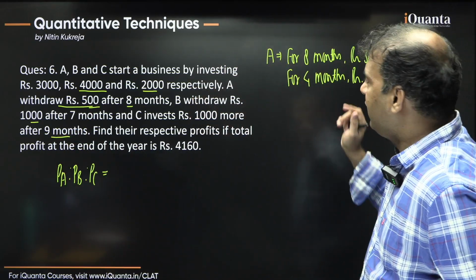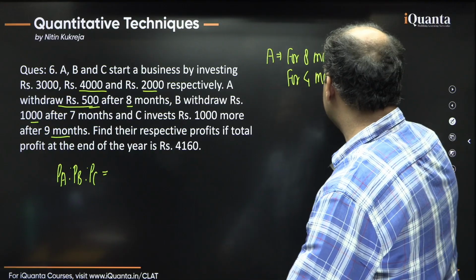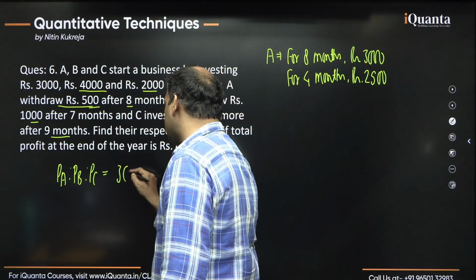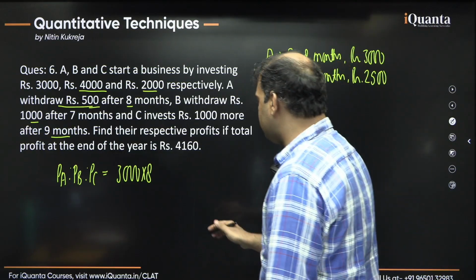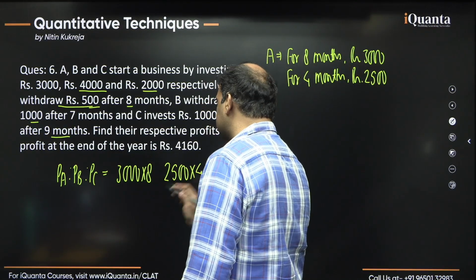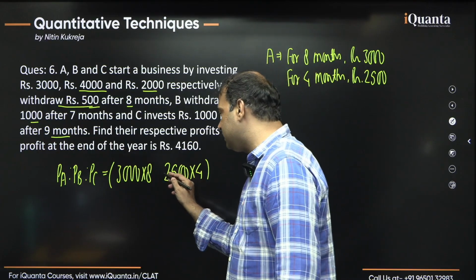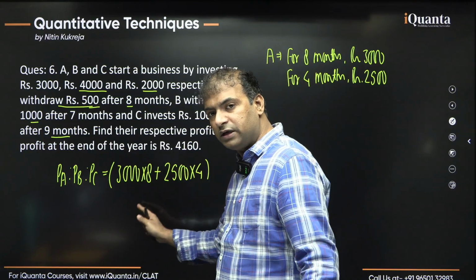And now we'll write this in the ratio. Let me show you how. Let's start with Mr. A. Mr. A, 3000 for 8 months, right? So remember, investment into time period. His second investment is 2500 for the next 4 months, so 2500 into 4, right? So this is about Mr. A. But what shall we do with these two data? We'll simply add them, because this is for the same person A.